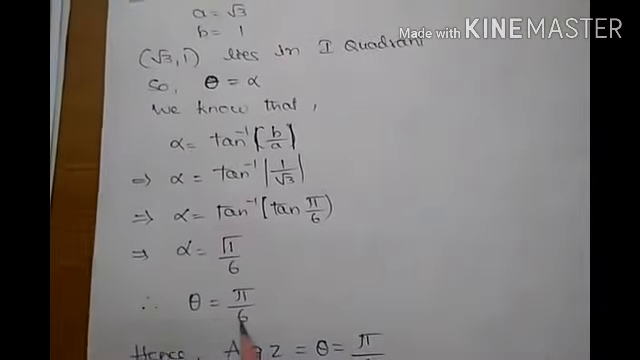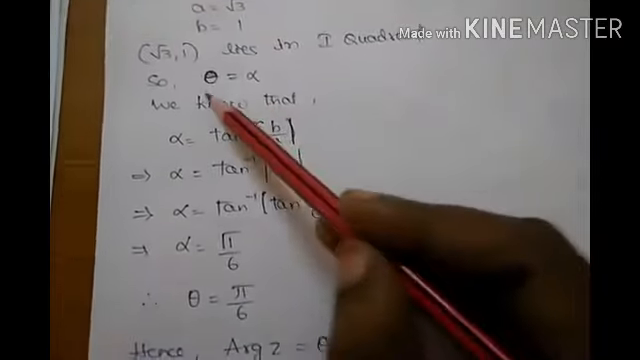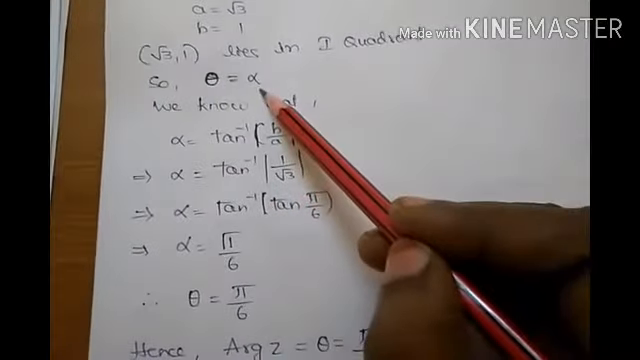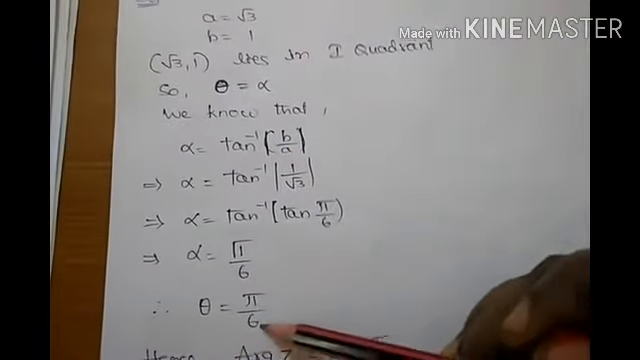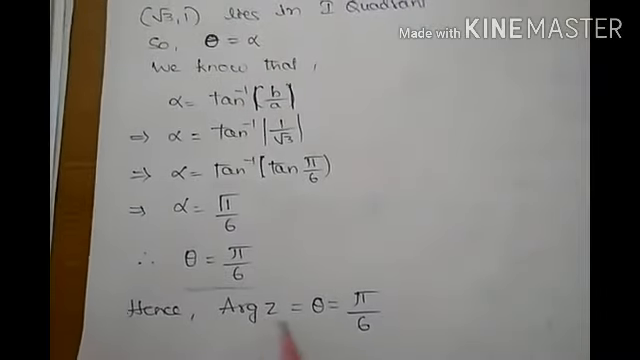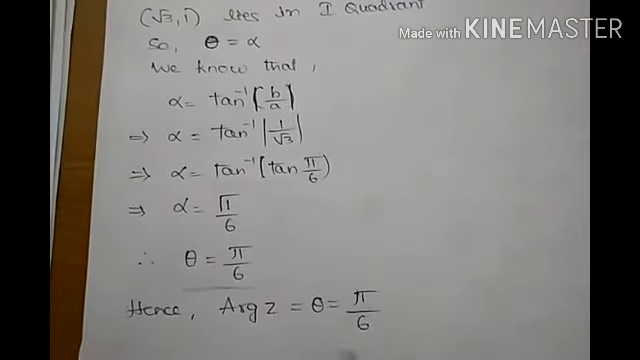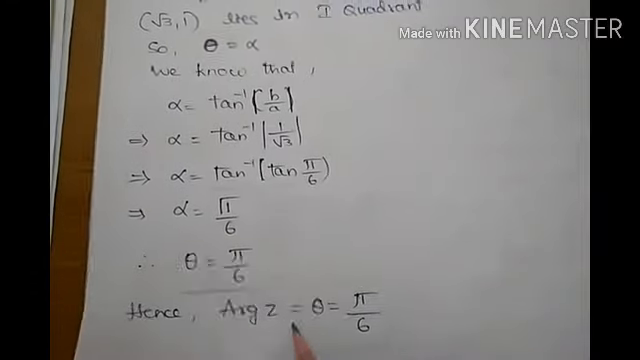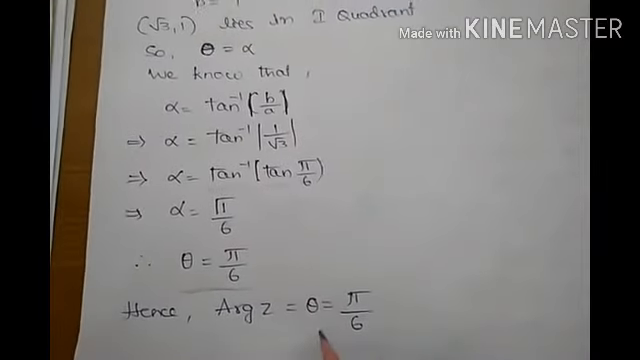Now, theta equal to pi by 6. Since in the first quadrant theta equal to alpha, therefore theta equal to pi by 6. Hence, the argument of z, which is theta, is equal to pi by 6. We can write argument of z as theta.